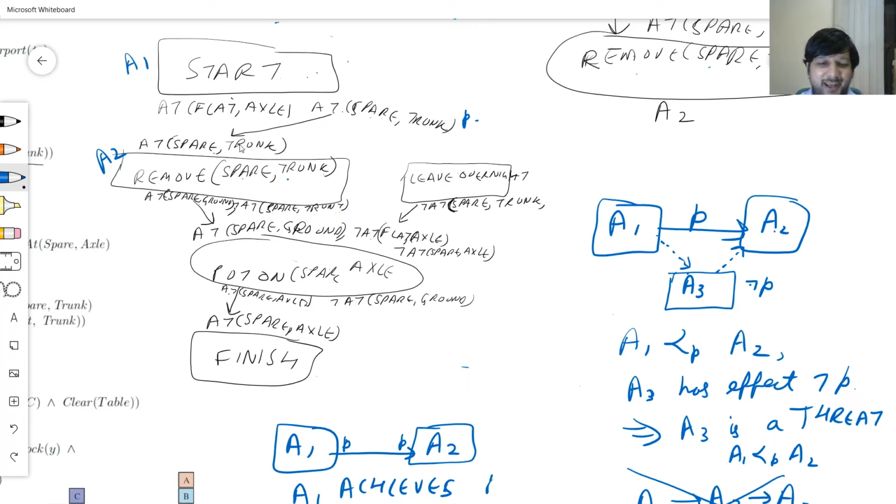And if my demotion strategy failed, I will try the promotion strategy, which is first let this achieve spare comma trunk for remove. So let's first have this, then let's have this, and then let us have this, or I add this as a temporal constraint. So, that pretty much does seem to be solving the kind of problem that I was looking at. Now there is another problem.